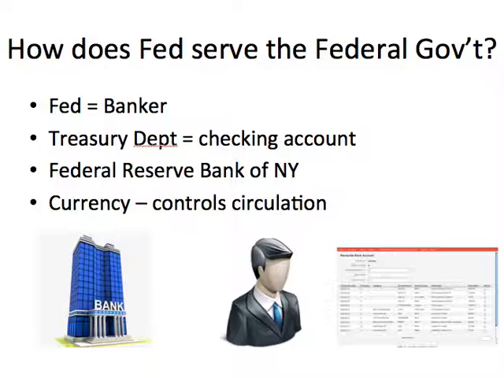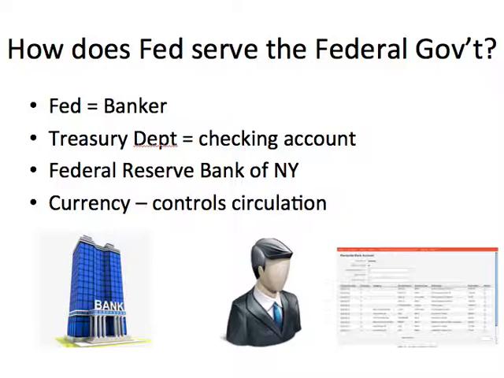All right, so how does the Federal Reserve serve the federal government? Well, we're looking at it as a bank, and the Fed is nothing more than the banker, and the Treasury Department is the checking account. The Treasury Department issues checks for Social Security, income tax refunds, other government payments, anything that's related to paying debts. The Treasury Department is really the one that holds the money and sends the money out.